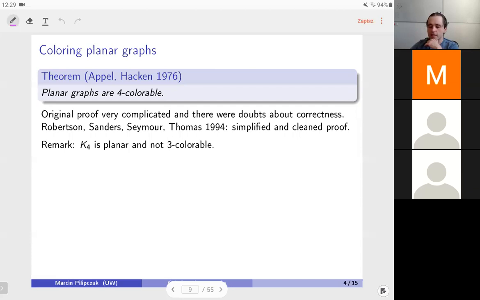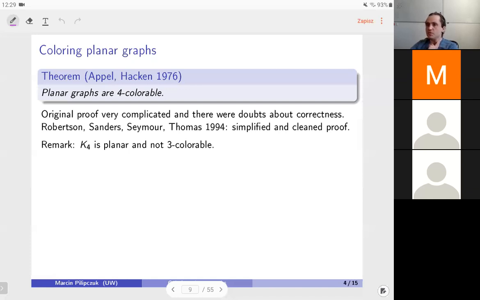They published a paper in 1994 that is essentially a simplified and revised proof of Appel and Haken. They show, okay, this is a new proof of the four-color theorem. It's actually built on the previous one. It's a simplified proof of Appel and Haken, but with all the things ironed out. And they say, okay, now we see that this is correct.